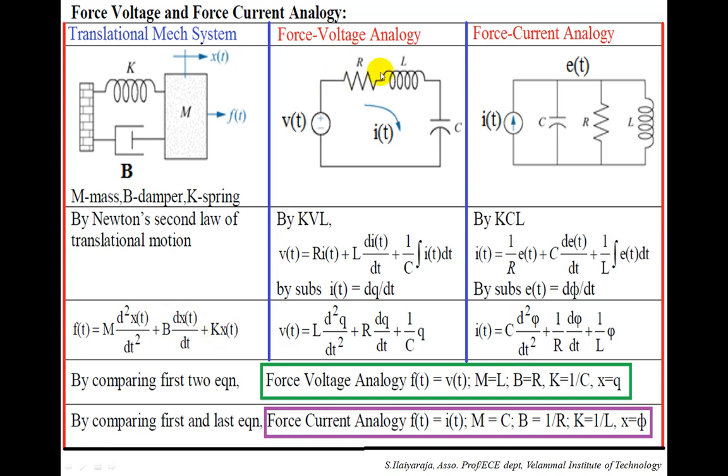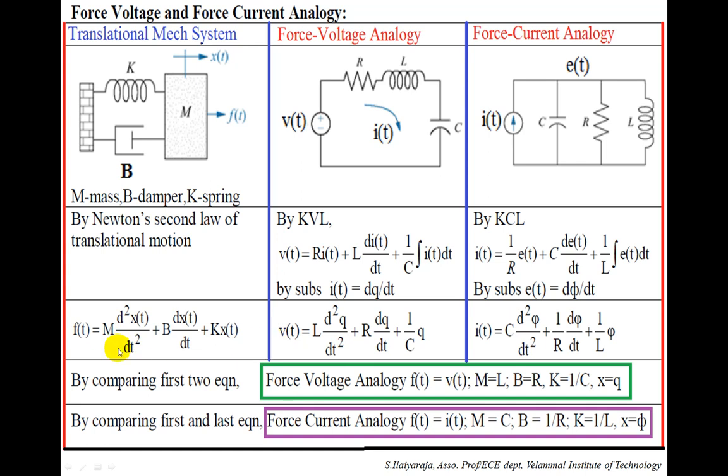Similarly, for an RLC series circuit, by KVL we can write the applied voltage equal to R into i of t plus L di by dt plus 1 by C integral i of t. Substitute i equal to dq by dt, and you will get L d square q by dt square plus R dq by dt plus 1 by C q. Now compare these two equations.